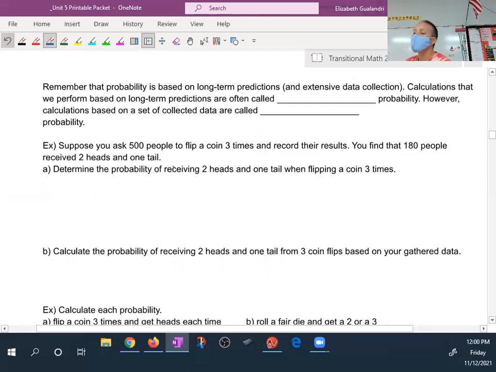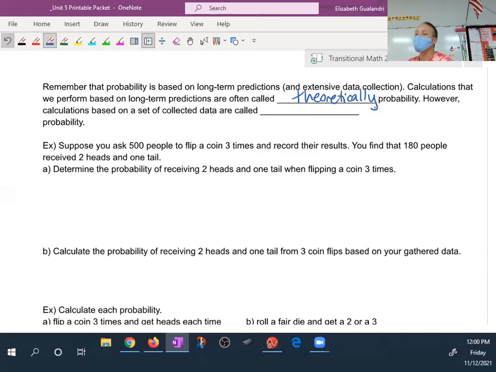Okay, calculations that we perform based on long-term predictions are called what kind of probabilities? Anybody know? No, it's called theoretical. In theory, these things should occur because you have enough data that you know, and you can get to that theoretical probability.